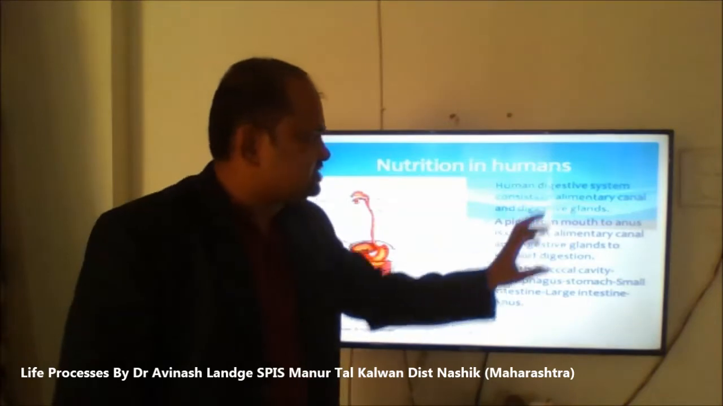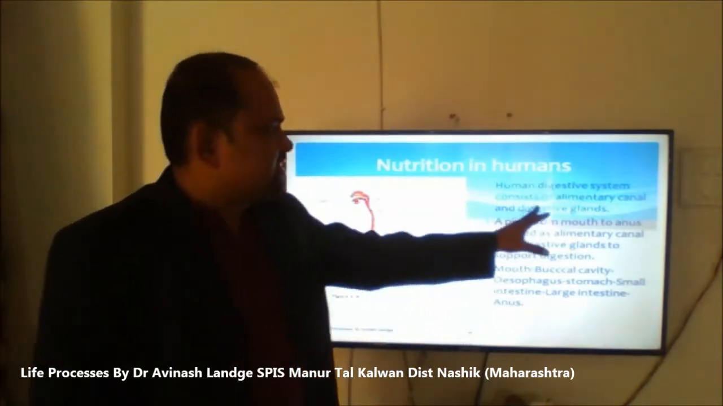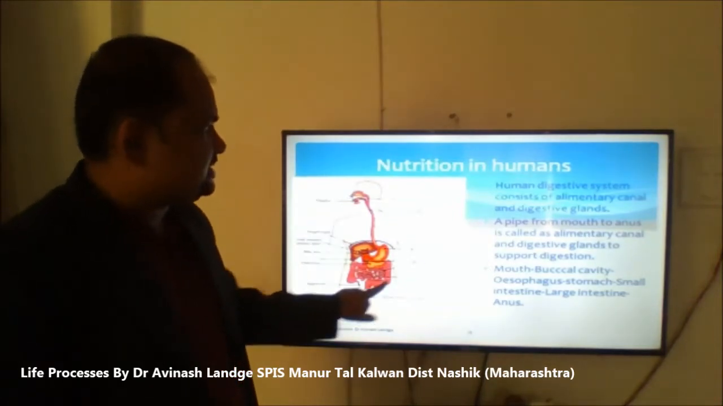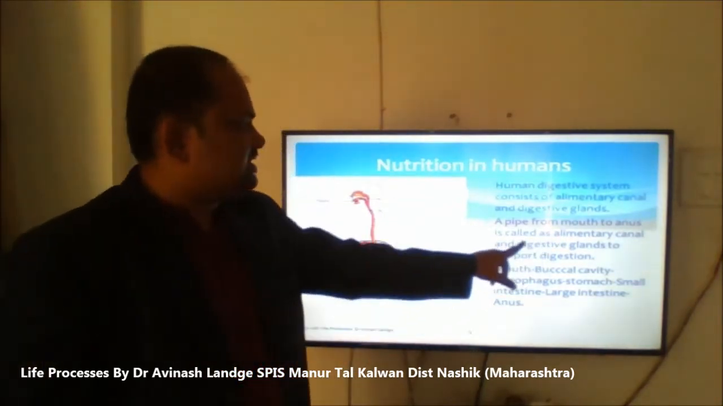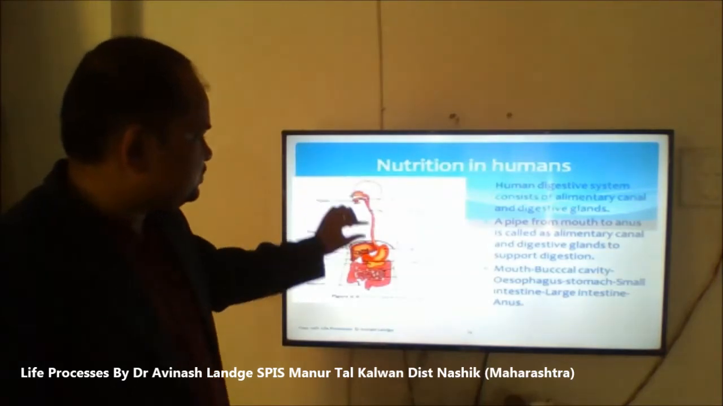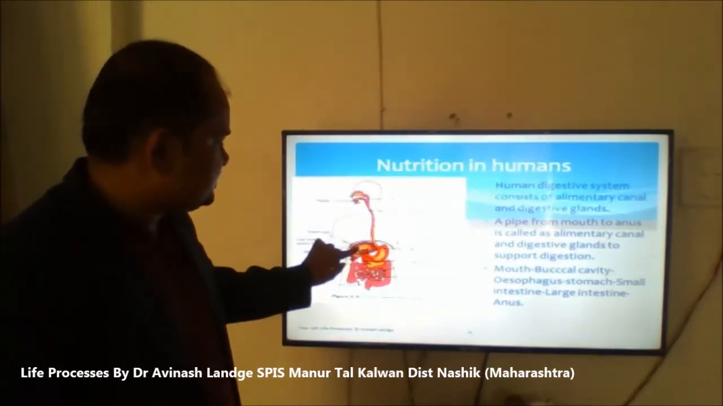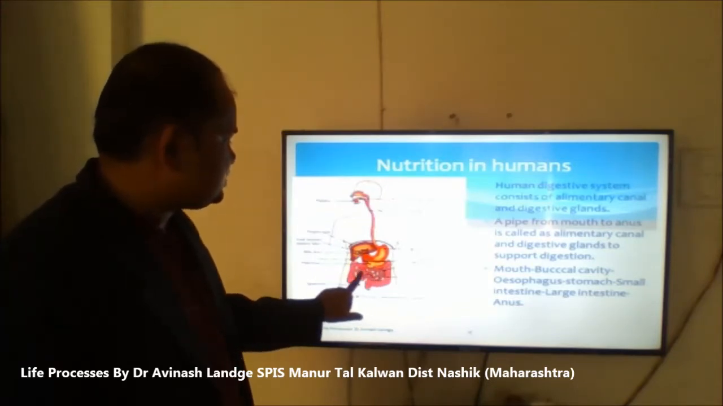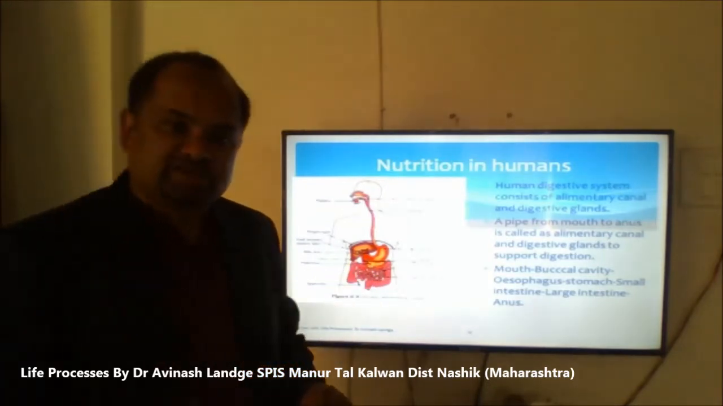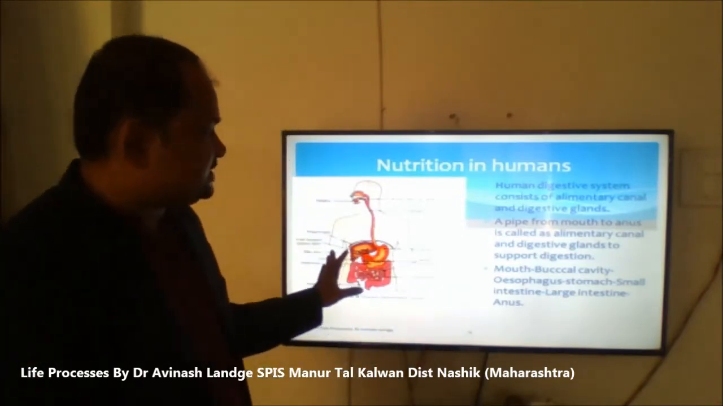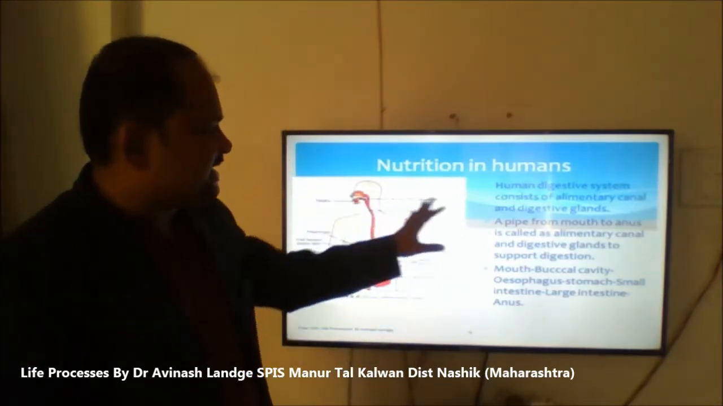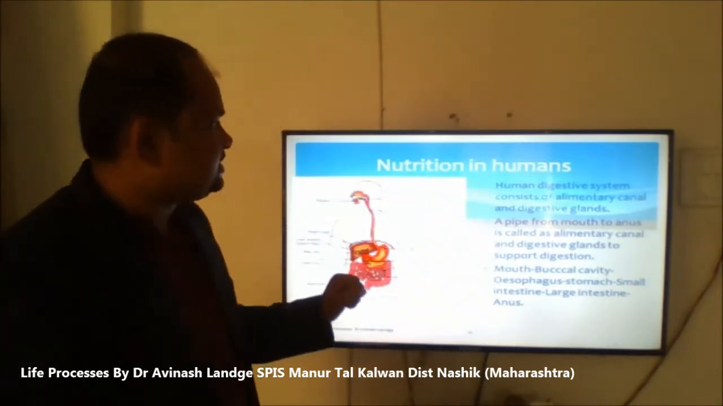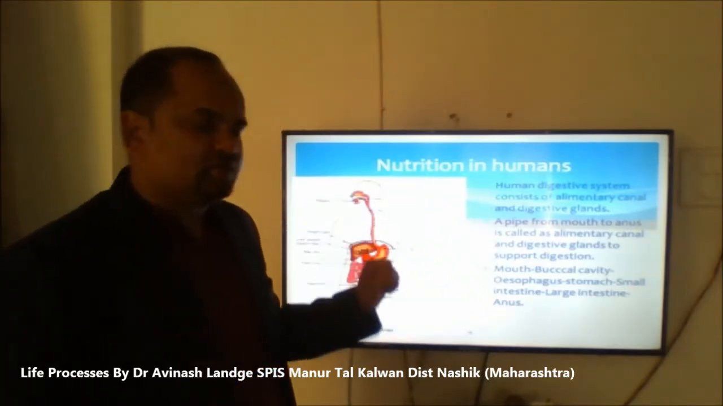The human digestive system consists of the alimentary canal and digestive glands. A pipe from the mouth till the anus is called the alimentary canal, and the digestive glands are present inside the mouth, the stomach, the liver, the pancreas, as well as in the small intestine. So all these digestive glands and the alimentary canal together help in digestion of food, and that is nutrition in humans.